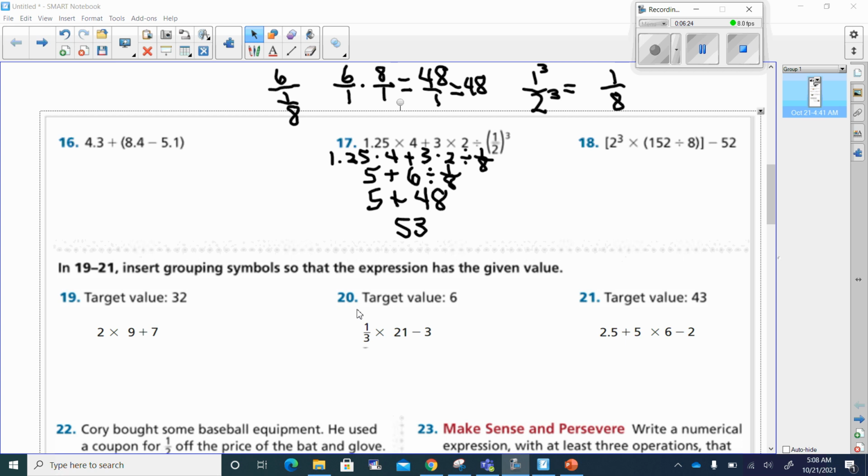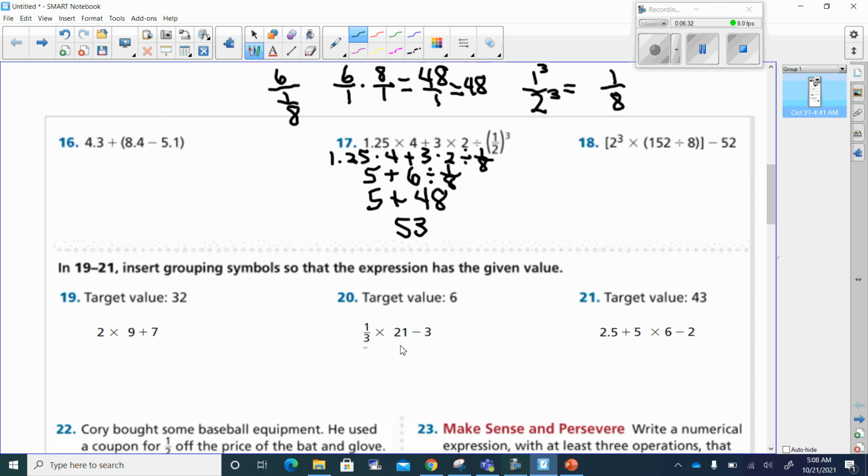All right, next I got to do number 20. It says insert grouping symbol so that the expression has the given value. Well, if I took this and I did it exactly like it states, I would have 1/3 of 21, okay? Because 1/3 times 21 is multiplying 21 to 1 and then dividing it by 3, and that would end up being 7. That would be 7 minus 3. But 7 minus 3 equals 4. And we see that that is not the value of 6.